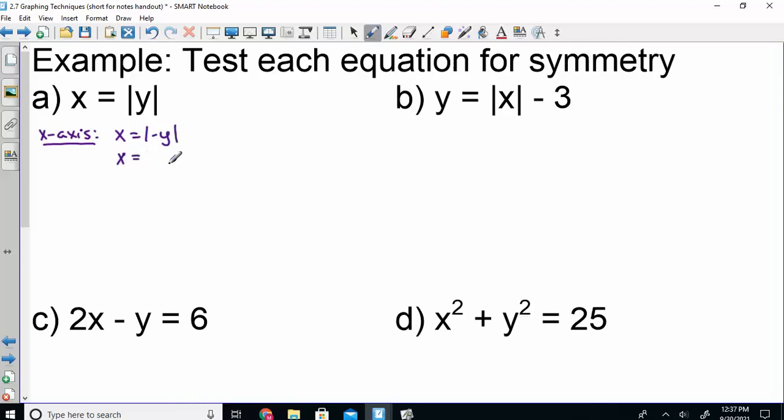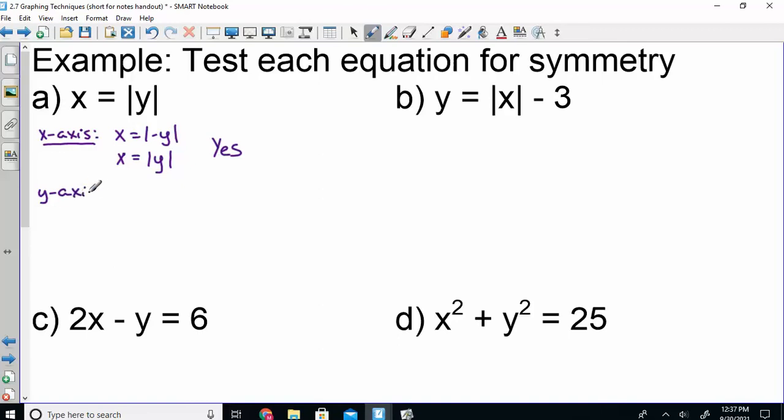If this turns back into the original equation, then it's symmetric. If it doesn't, it's not symmetric. What happens if you do the absolute value of a negative? So this turns back into the original, so it is symmetric to the x-axis.